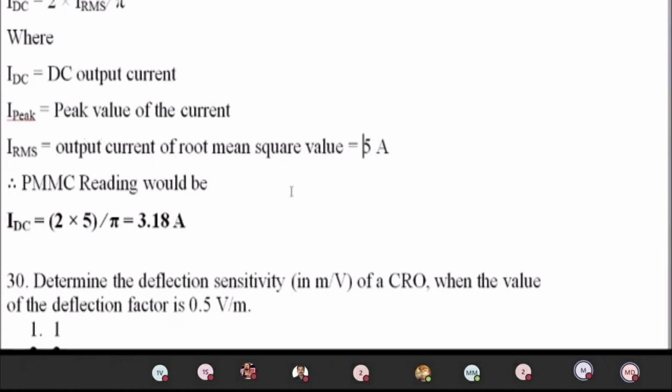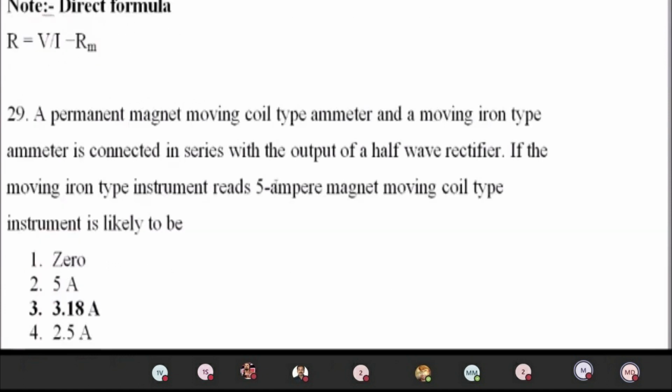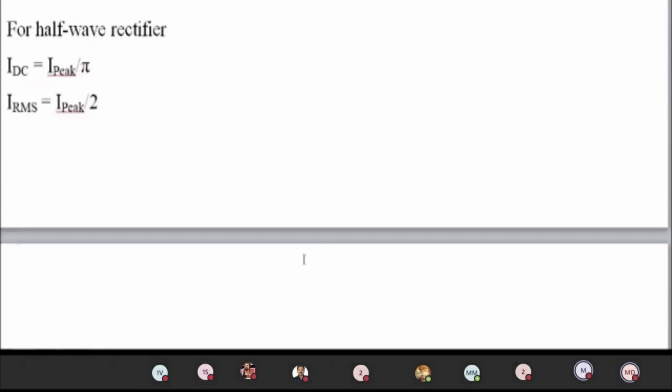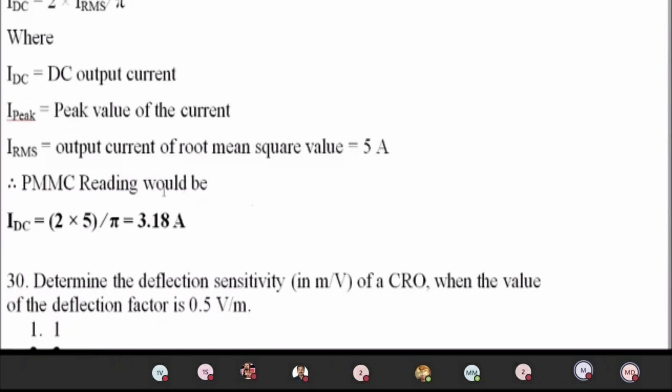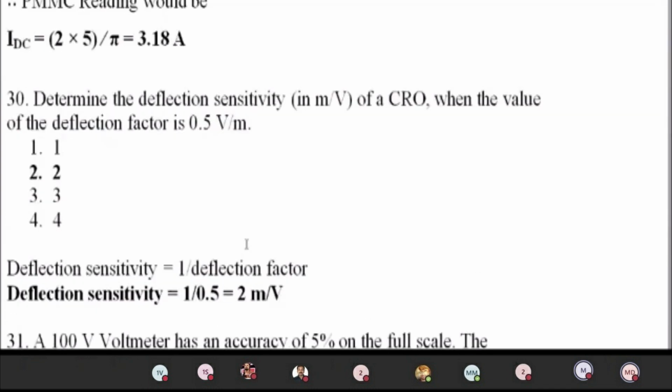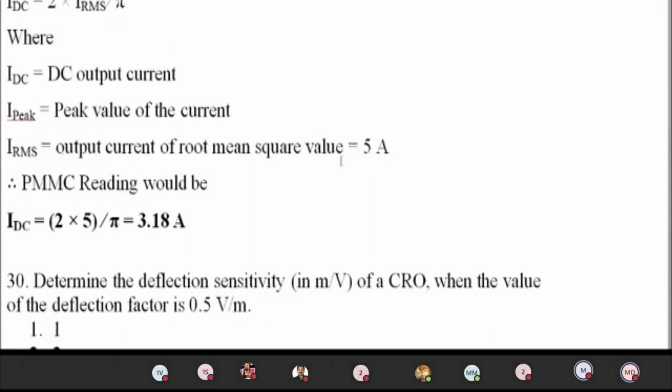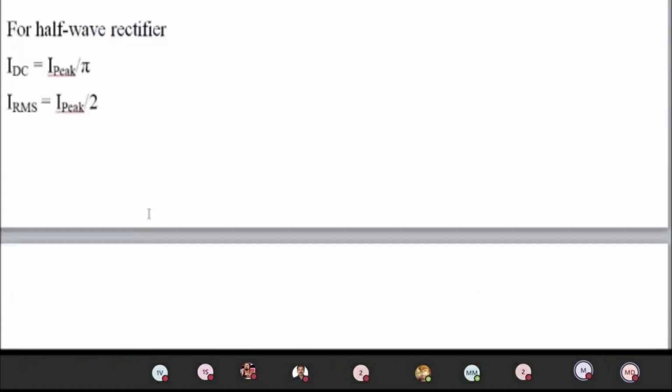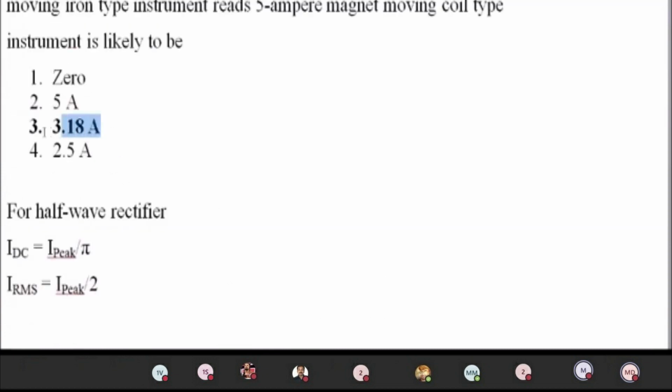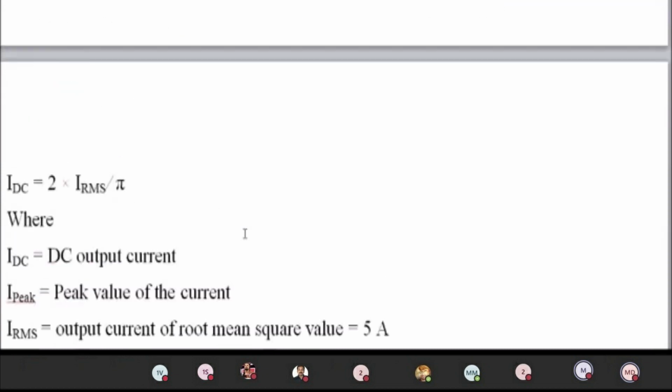IRMS is given as 5 amperes. Again, go back to the question. You can see the MI meter will always read the RMS value. So we can directly take IRMS equal to 5 amperes. Therefore, IDC is equal to 2 into IRMS by pi. Substitute the value of IRMS, 5 amperes. IDC is equal to 3.18. You can check the answer in the choices. It is choice number 3.